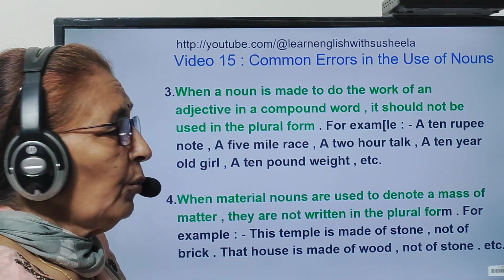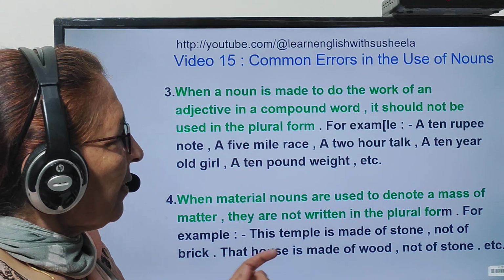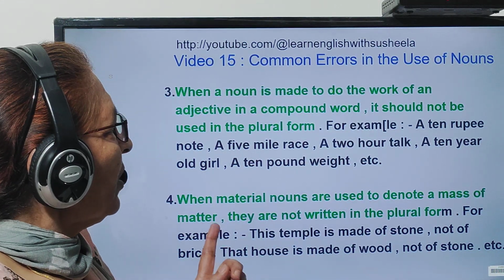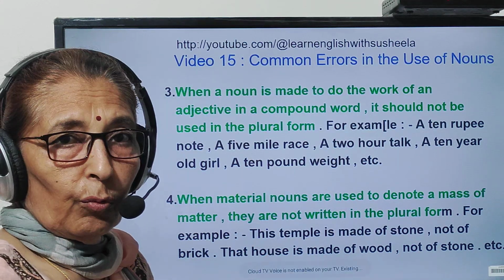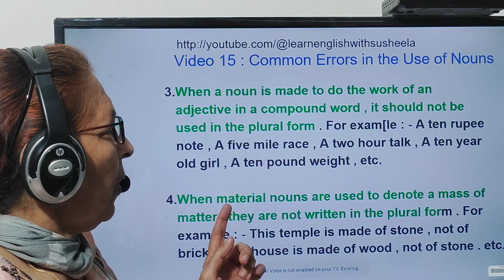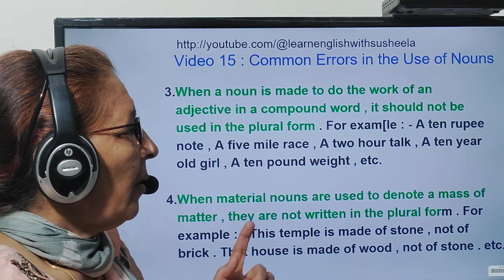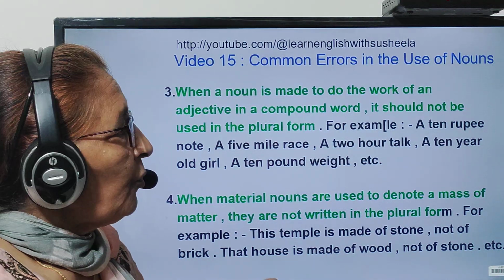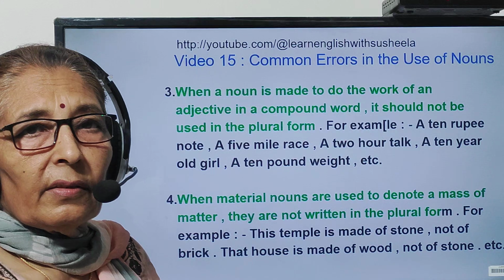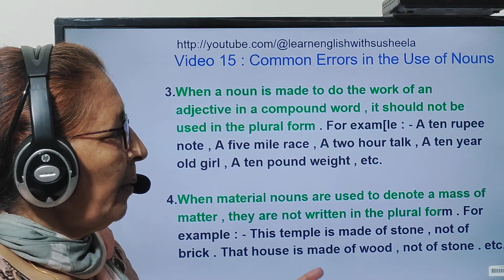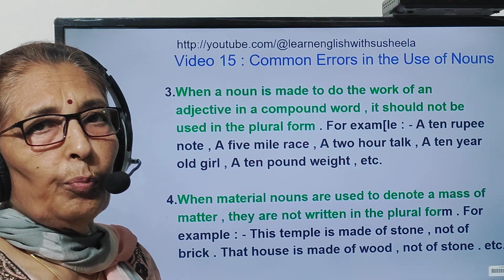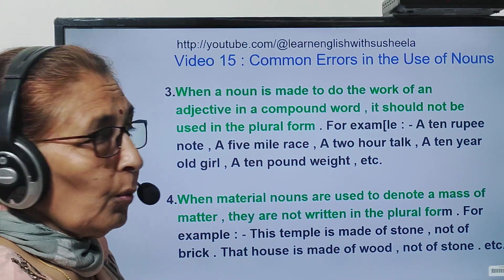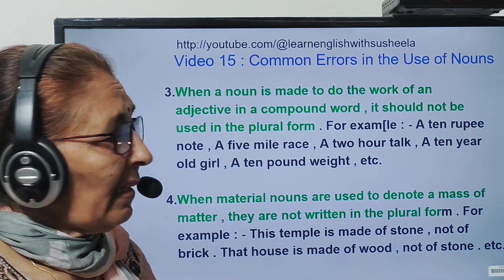A 10-pound weight. So all these are compound words, and here we are not to use the plural form of the noun like rupee or mile or hour or year or pound. So we have to use them in singular only. For example, I gave a 10 rupee note to the beggar. Or a 10-year-old is very expert at cycling.